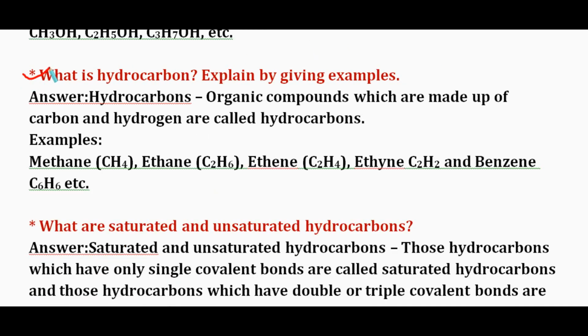Now the question is, what is hydrocarbon? Explain by giving examples. Hydrocarbons are organic compounds which are made up of carbon and hydrogen. Examples: methane CH4, ethane C2H6, ethene C2H4, ethyne C2H2, and benzene C6H6, etc. You can give another example of hydrocarbon.